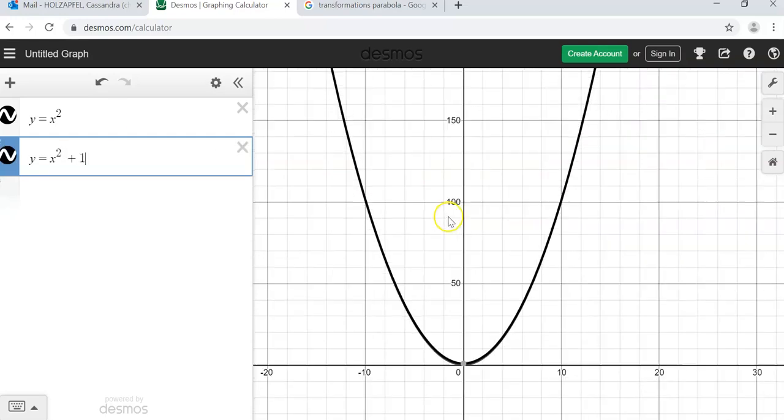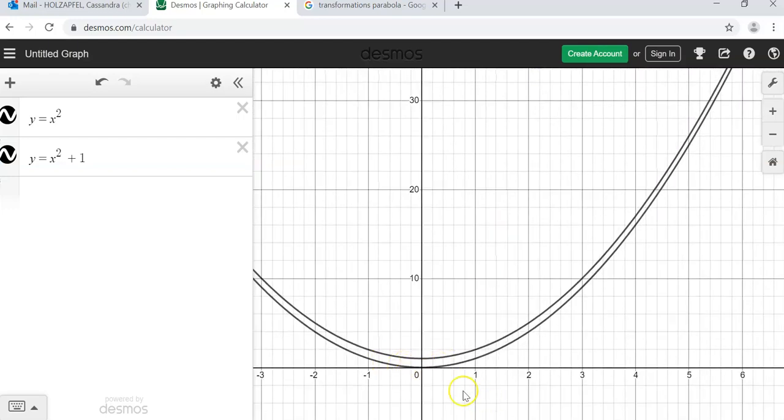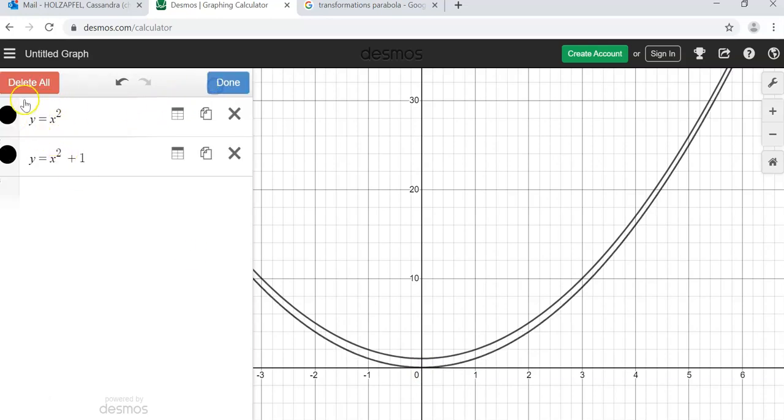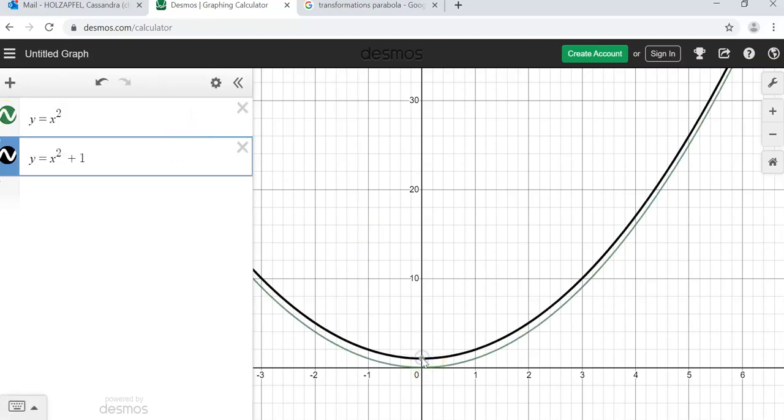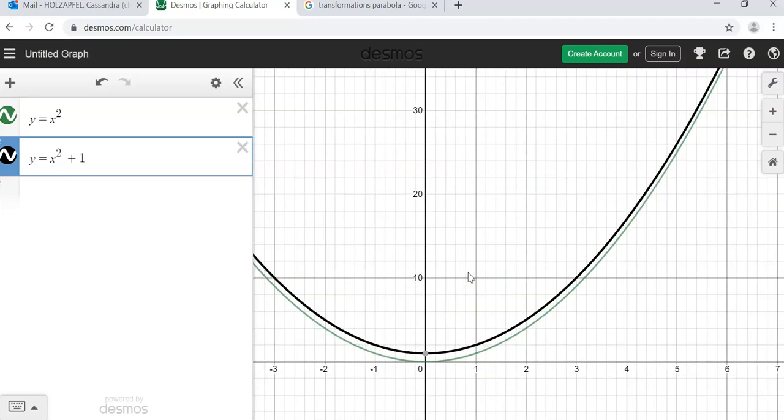So can we see the difference there? No, not really. If I zoom in, all that's happened is, this was my original function, y is equal to x squared. So let's change the color of that one so that we can tell the difference between the two. And then I've got my function x squared plus 1. And they really don't look that different. And the reason for that is because all I've done is move the entire graph up 1.